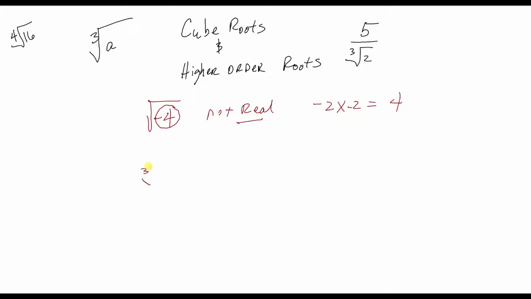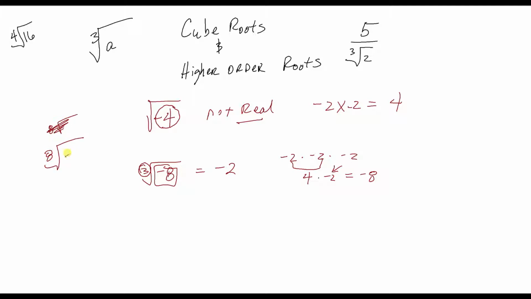Well, it doesn't quite work that way with cube roots. You see, this equals -2 because -2 times -2 times -2, well, this would be 4, and then multiplying by the other -2 would give you -8. You see, if this index is an odd number, you can have a negative radicand. But if this index is an even number, then you cannot. That would be imaginary, not real.